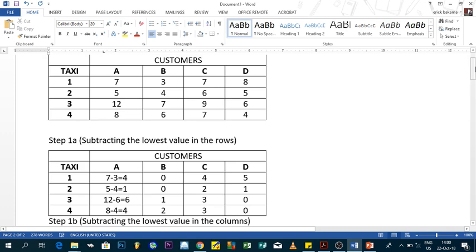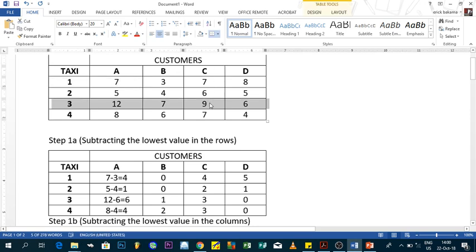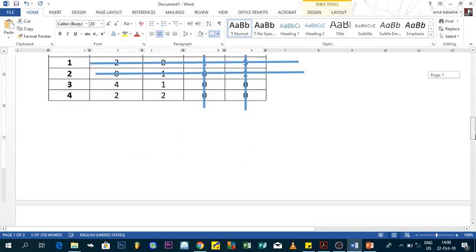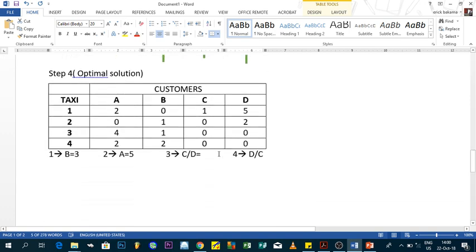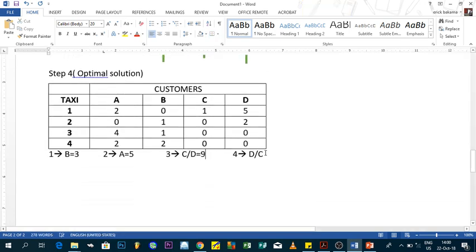If 3 takes C, 3 is here. If 3 takes C, we'll have 9, and 4 will take D, we will have 4. So it's 9 and 4. So we have 9 here and 4 here. Like this, we get a 4.